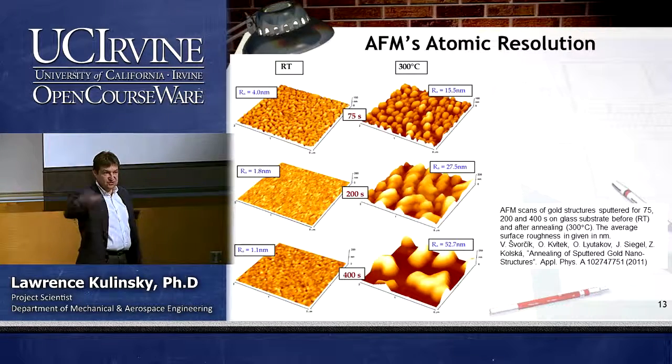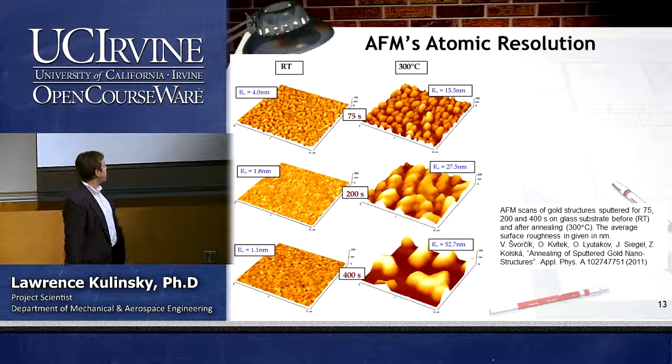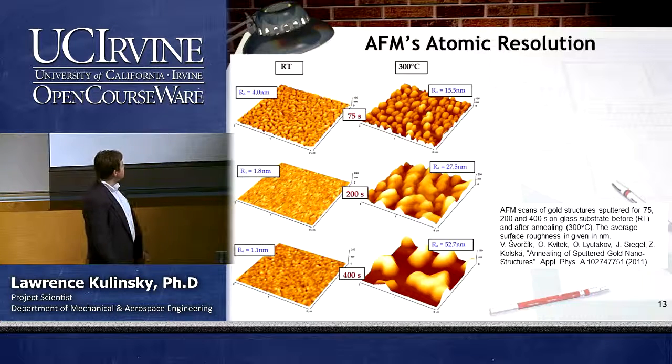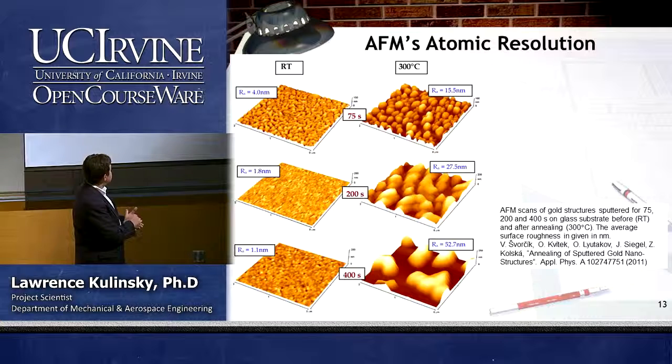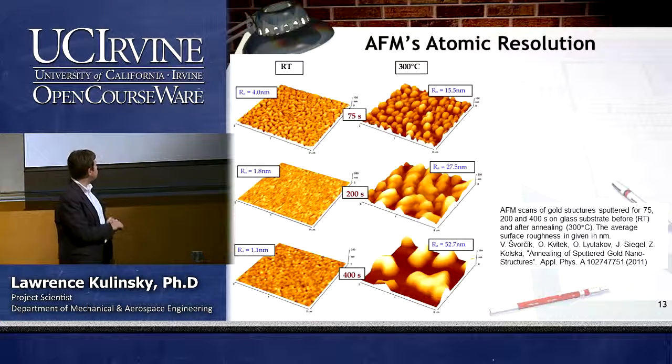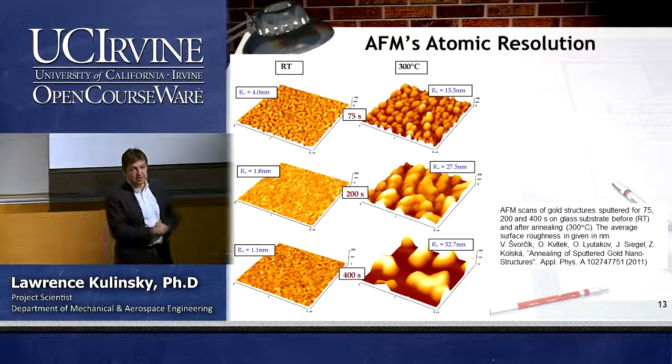It basically gives you the complete 3-dimensional profile of the surface, which means X, Y, and Z direction. So those mountain ranges. So here it actually tells you the scan of the gold structure sputtered on the glass substrate at room temperature and after annealing at 300 degrees C.